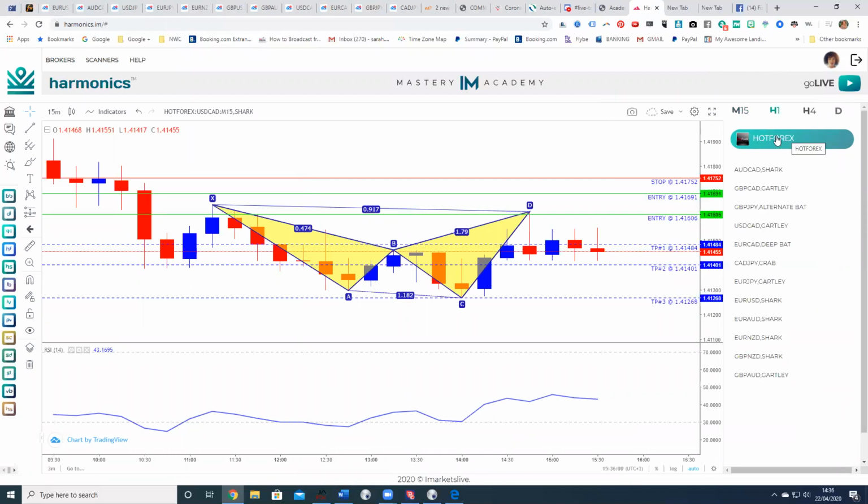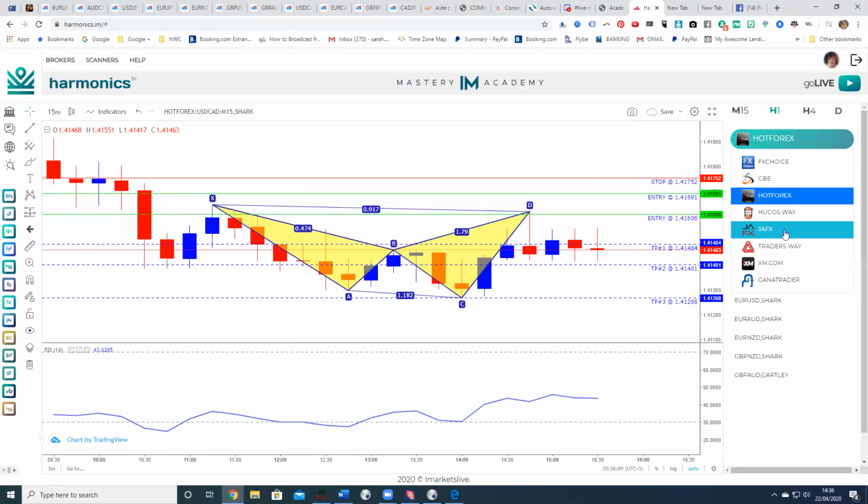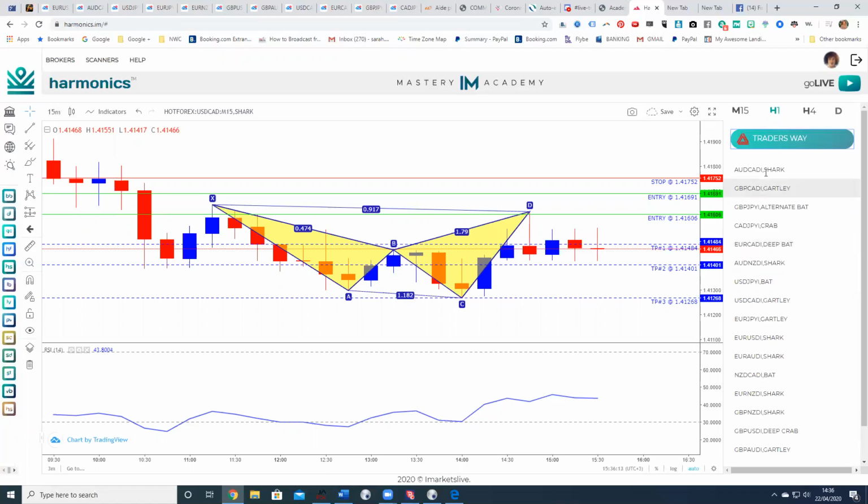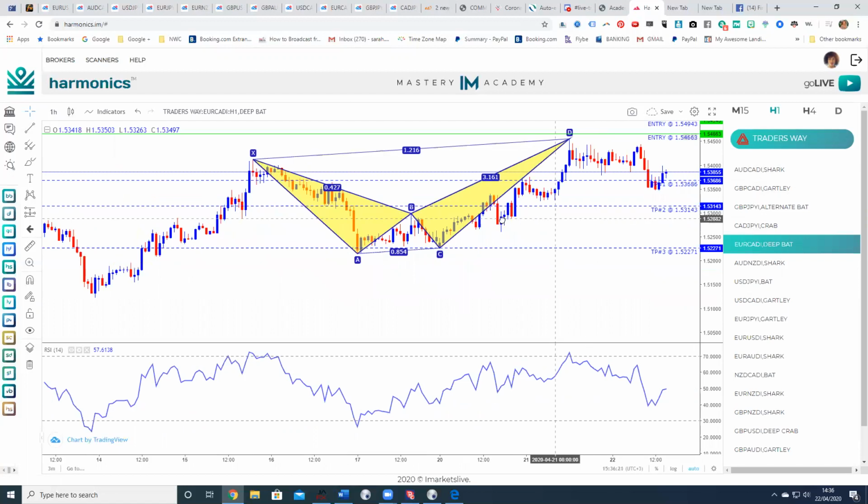I've got Pepperstone and I've got JFEX and I've got a couple of others, but it doesn't matter. I start with Trader's Way on the hourly because that's the one that's the main feed for the Harmonic Scanner. And here's the EuroCAD one there.